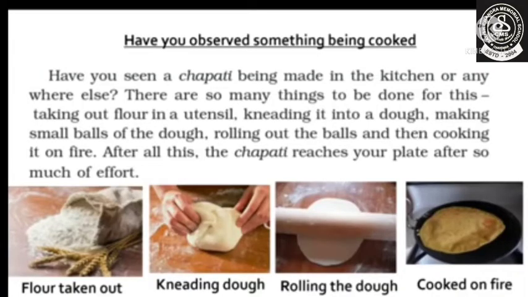Now, have you ever observed anything being cooked in your kitchen? Yes, you all have seen your mother cooking chapati or roti. So tell me, what are the steps for cooking roti or chapati? At first, you have to take out flour in a utensil. Then what you have to do? You have to knead it into a dough by mixing water in the wheat. Then making small balls of the dough. And we have to roll out that balls. And then we have to cook our roti on fire.